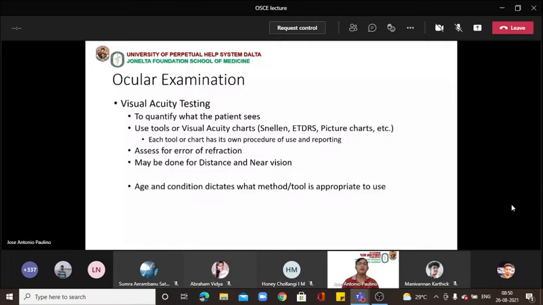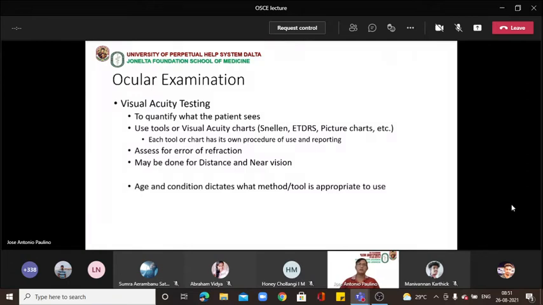So the visual acuity testing will tell us of possible errors of refraction. Based on our lecture before, refraction is a result of the cornea, which is 2/3 the power of the refraction, the lens, which is 1/3 the power, and the retina, which is represented by the axial length. This may be done for distance and near vision.